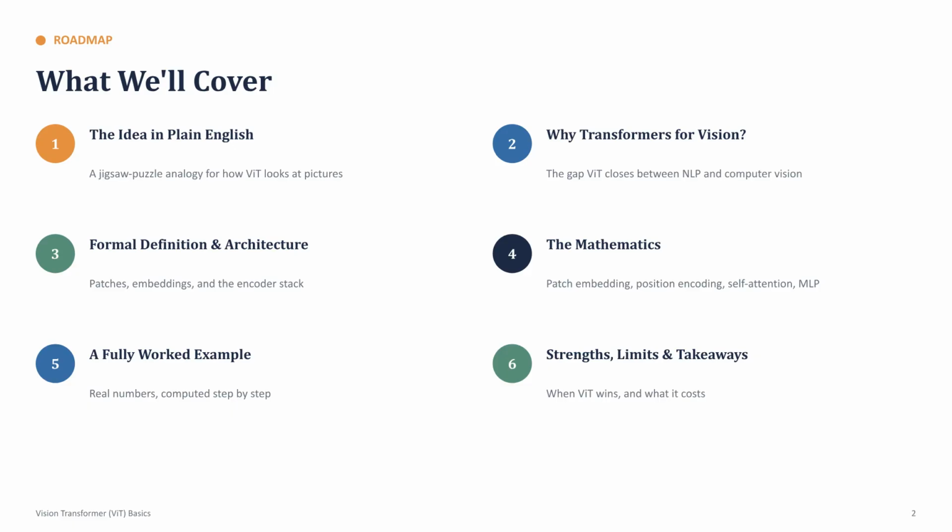We'll start with the intuition, a simple analogy for how ViT looks at an image. Then we'll talk about why anyone thought to bring transformers, which were built for language, into computer vision. From there, we'll get precise with a formal definition and the architecture diagram, then go step by step through the math: patch embedding, position encoding, self-attention, and the MLP. We'll ground all of that in a worked example with real numbers, and close with when ViT wins, what it costs, and the key takeaways.